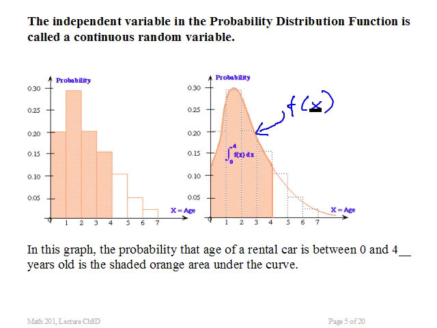The integral, that is the area under this red line between two values, say between 0 and 4, gives the probability that the age of the rental car is between 0 and 4 years. If I integrated between 0 and 6, that would give me the probability that the car I rented is between 0 and 6 years old. So that's a more practical use of the probability density function.